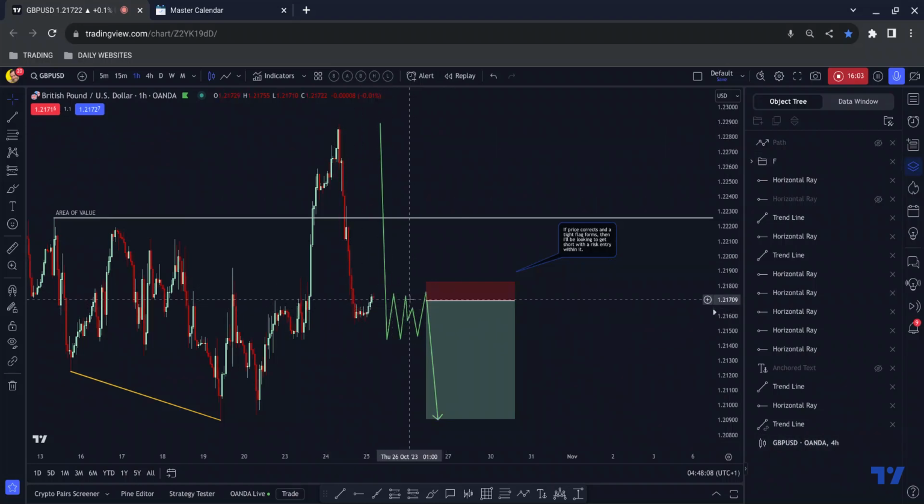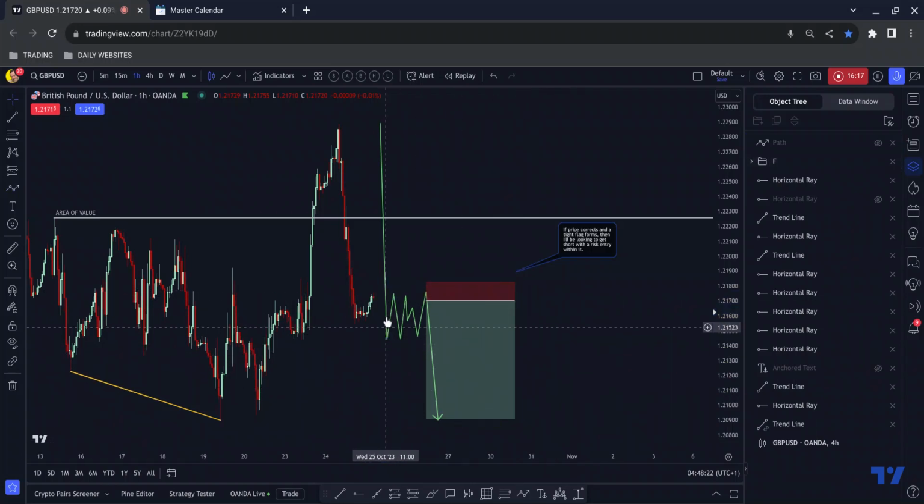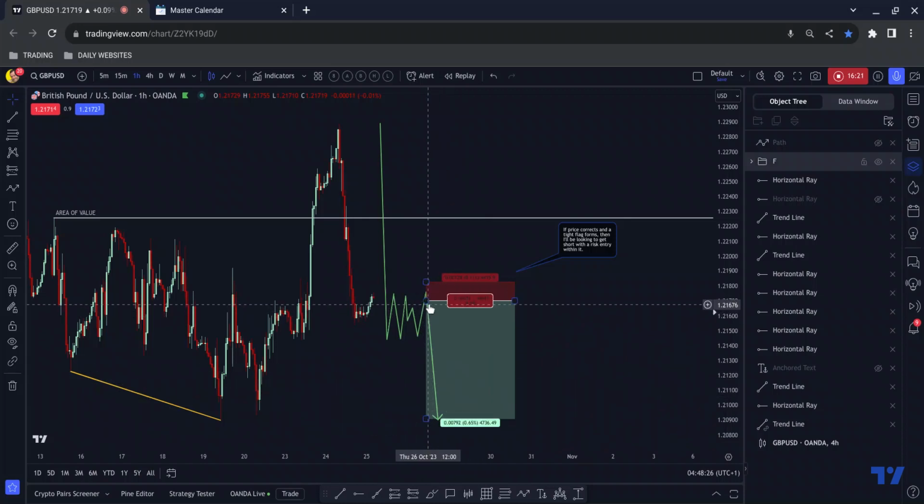I will only be looking for a risk entry within the flag, because then if price comes up to form something deeper, so say it did something more like that, then I will be able to manage this down to these lows, or manage it if it came back up to form something slightly deeper.